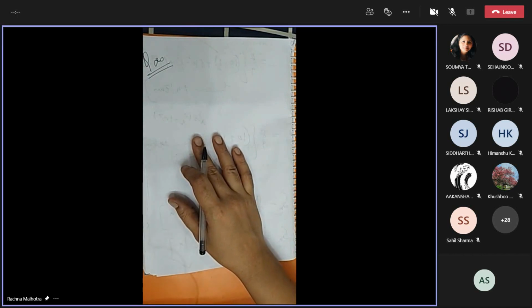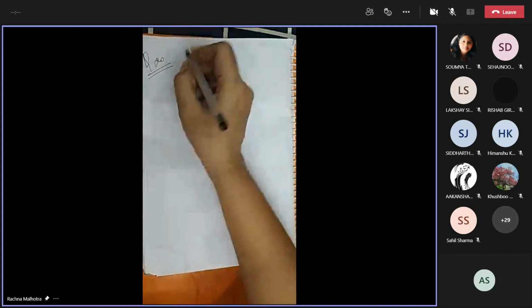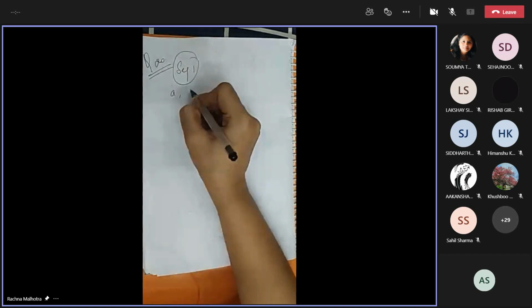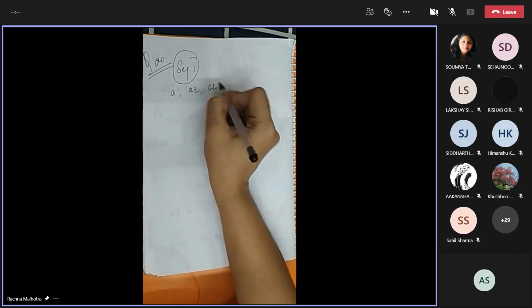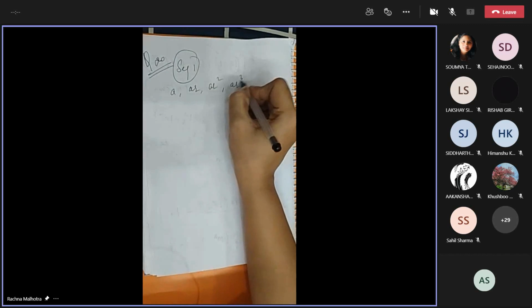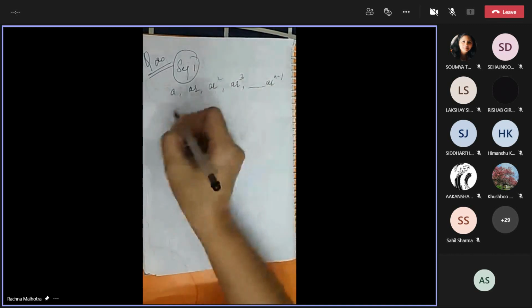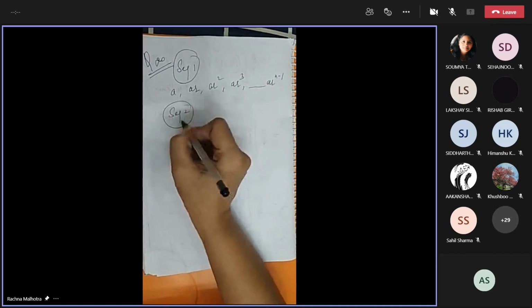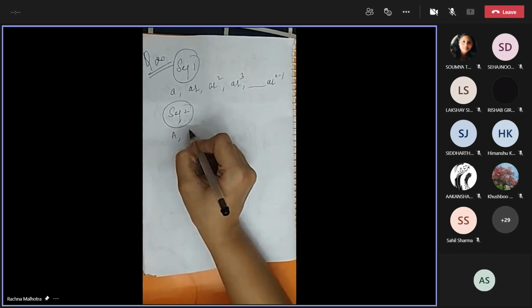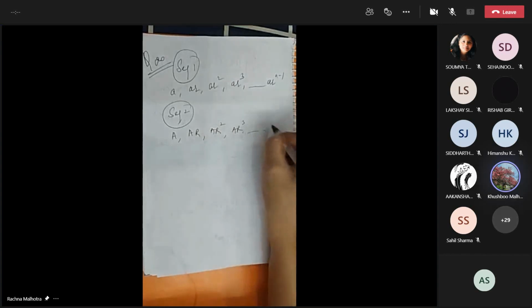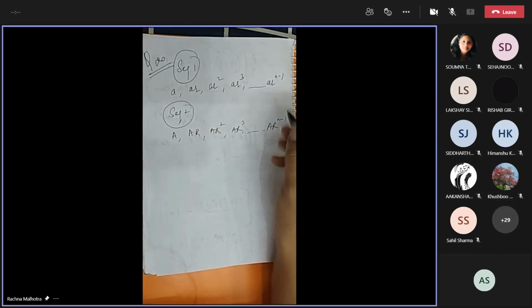Show that the product of the corresponding terms of the sequence. Two sequences are available here. Sequence 1 is given with all these terms: ar square, ar cube, and how many terms? Please tell me how many terms are present in sequence 1 and sequence 2? Ma'am, n terms. Yes, both the sequences contain n terms.